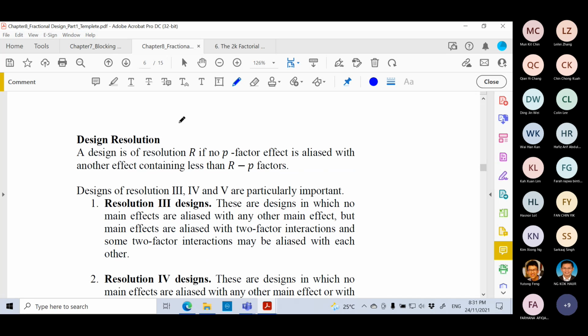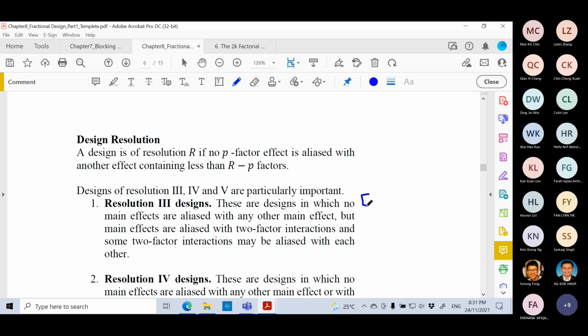So under resolution 3, what happens? Just now you have seen the example of resolution 3. Under resolution 3, it is a design in which no main effect is aliased with any other main effect, but the main effects are aliased with 2-factor interactions. And some of the 2-factor interactions may be aliased with each other. I will give you the example.